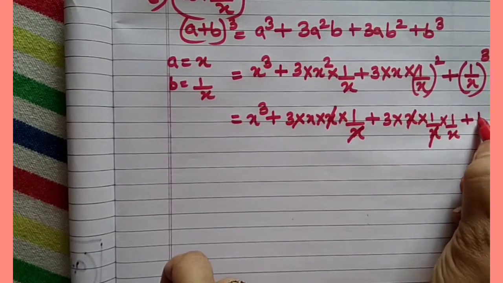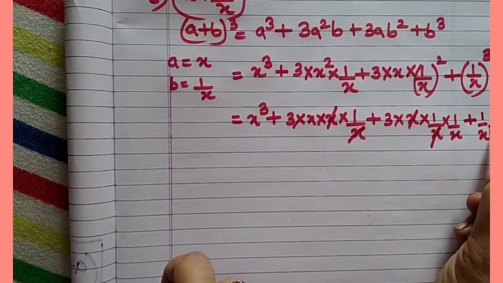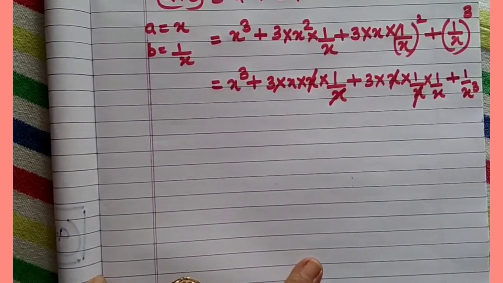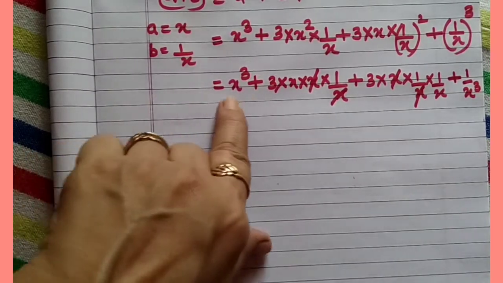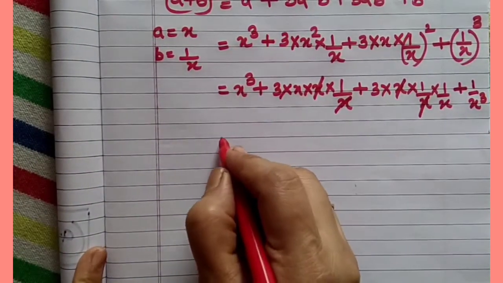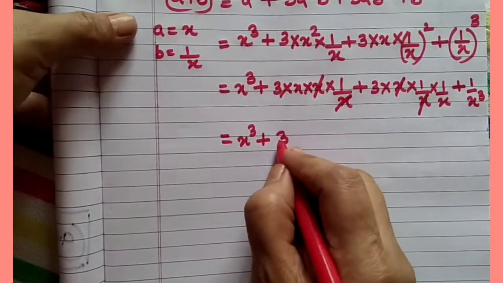Plus 1 upon x. Now open the bracket. So it is 1 cube upon x cube. But 1 cube is 1, so I don't have to write it. So it will be 1 upon x cube. Now again I will see what we have cancelled and what is remaining over here. So here we get x cube plus 3. Now what is left here?